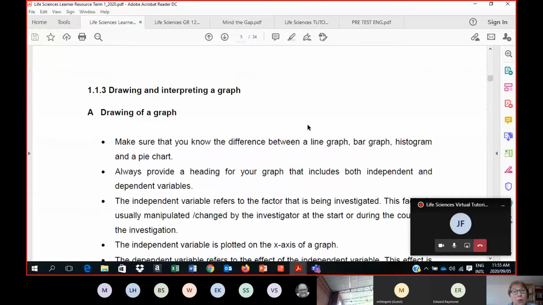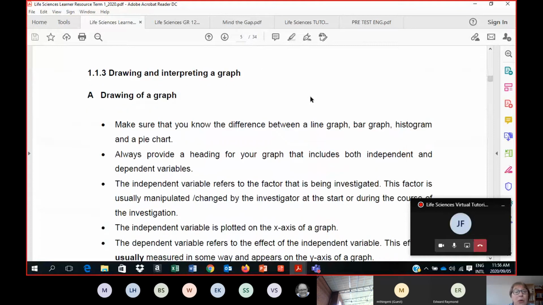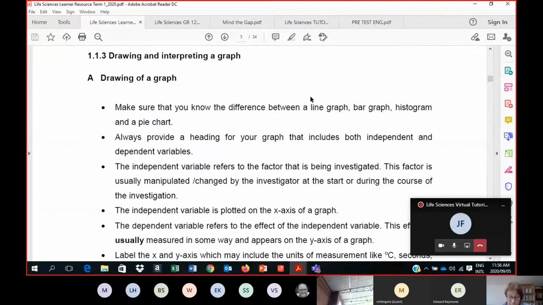Now, that's the short questions. Now we're going to go on to a section on drawing of a graph. So we're now on page 4 in your notes. I hope you're all following.